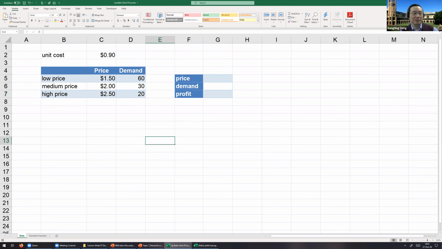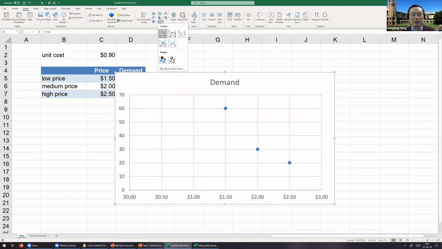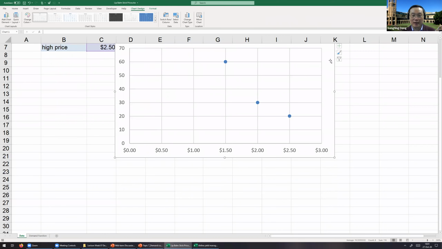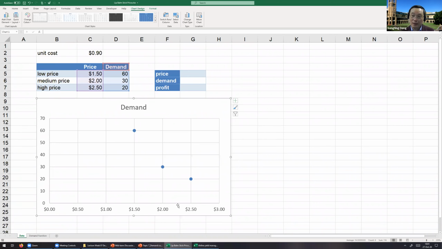There's a handy function we can use in Excel called a scatter plot. If you first select these, scatter plot. We choose this one, scatter plot. And you can see now on the plot, the vertical axis is demand, the horizontal axis is price, and the three spots are our data. So the demand curve should ideally go through these three data points.